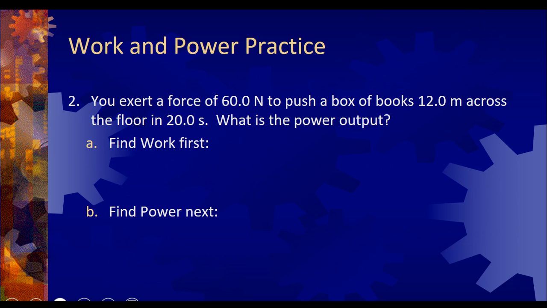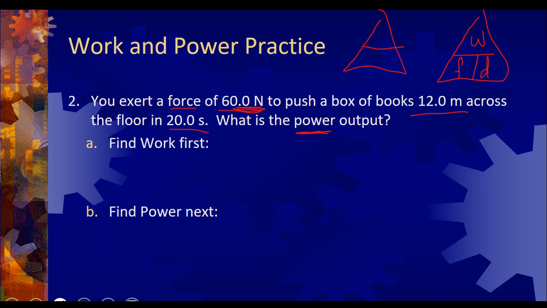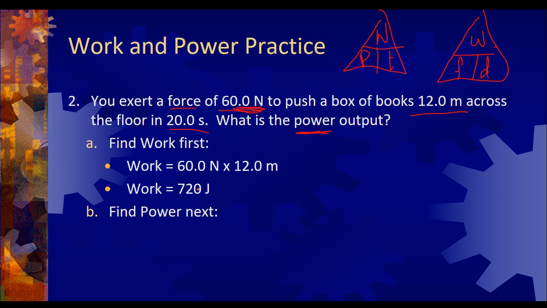All right, now let's try this one. It says you exert a force, it's telling you that the force is here, to push a box of books 12 meters, that's my distance, across the floor in 20 seconds. What is the power output? What do we have to solve for first? Work. Again, drawing my triangle, work is force times distance, and power is work over time. So first we need to solve for work using force times distance. Here is my force, and here is my distance. So 60 times 12, and we get work of 720 joules.